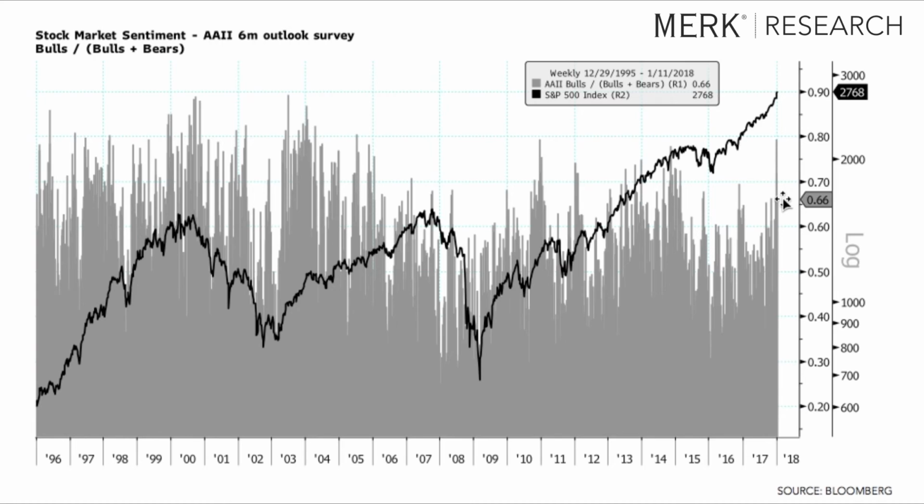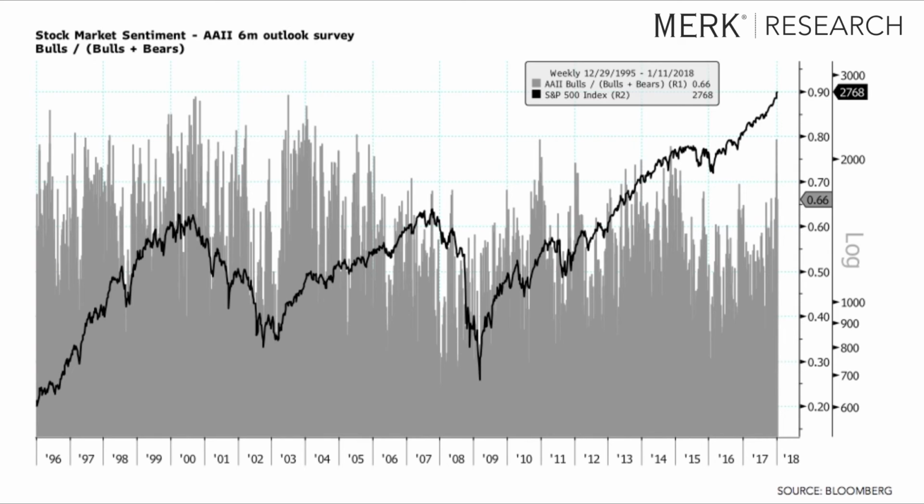This week it's dipped back down, but this is only one way of looking at sentiment. If you look at options pricing, for example, or other survey-based indicators, that also suggests that bullish sentiment is currently at elevated levels, and that's a cause for some concern.